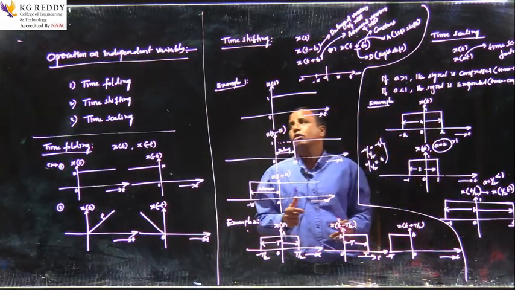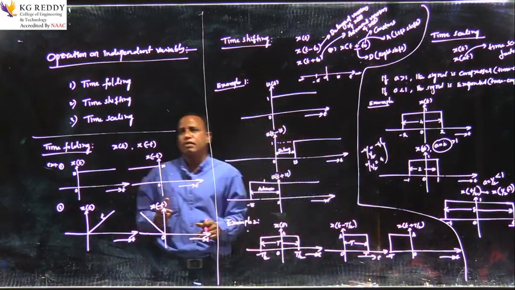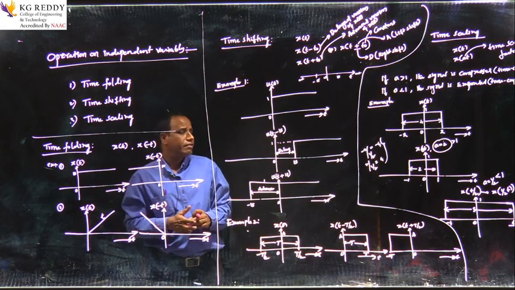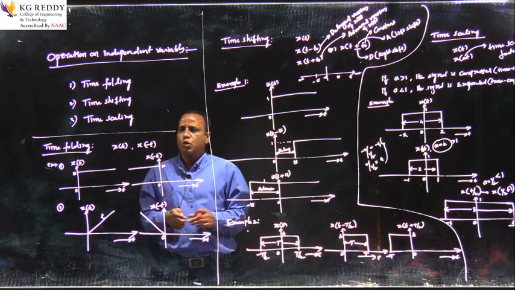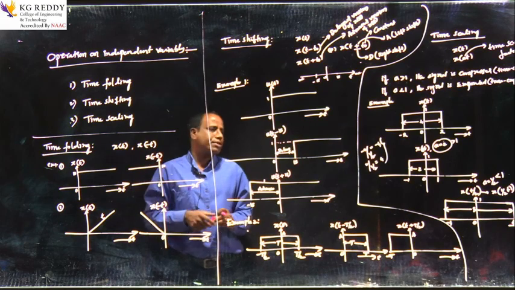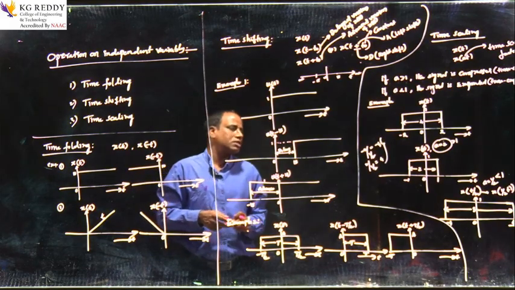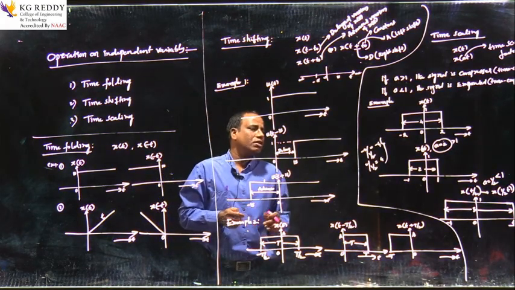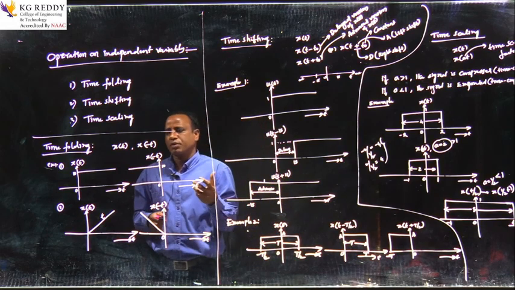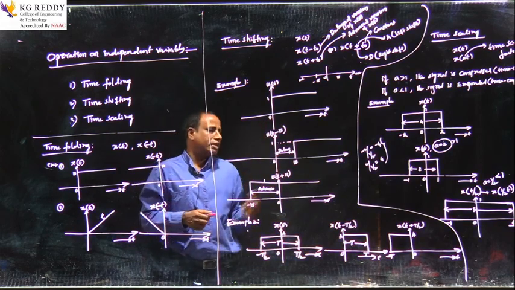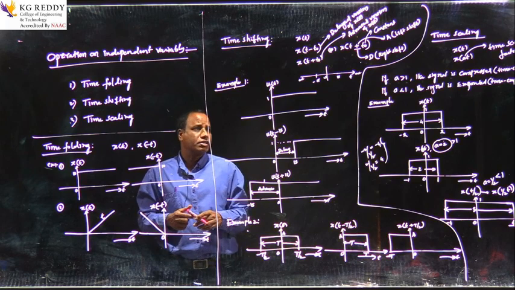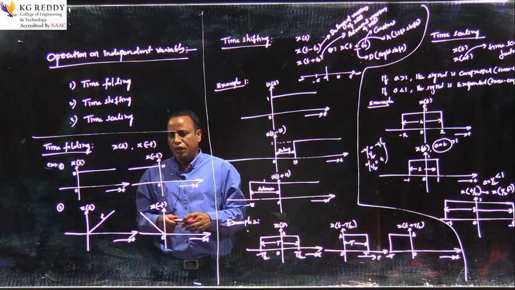This is the way the operations on the independent variable can be understood, and here we looked at single operations. We can also focus on signals that involve multiple operations, shifting and scaling, and those signals can also be sketched with this fundamental knowledge. Thank you.